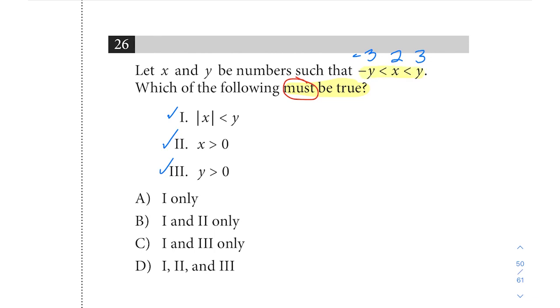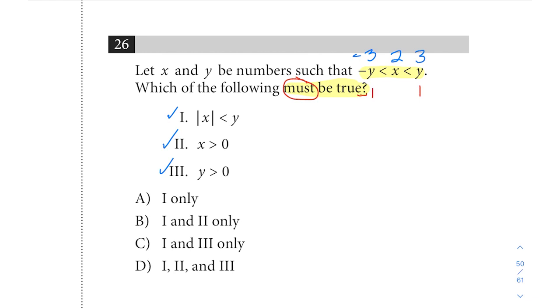But this is "must be true." So that means it has to be true for any set of values, but it does have to be values that fulfill this relationship that they outline in the question. So you can't pick, for example, x is negative 10 and then y is positive 5, because that wouldn't make this expression true.